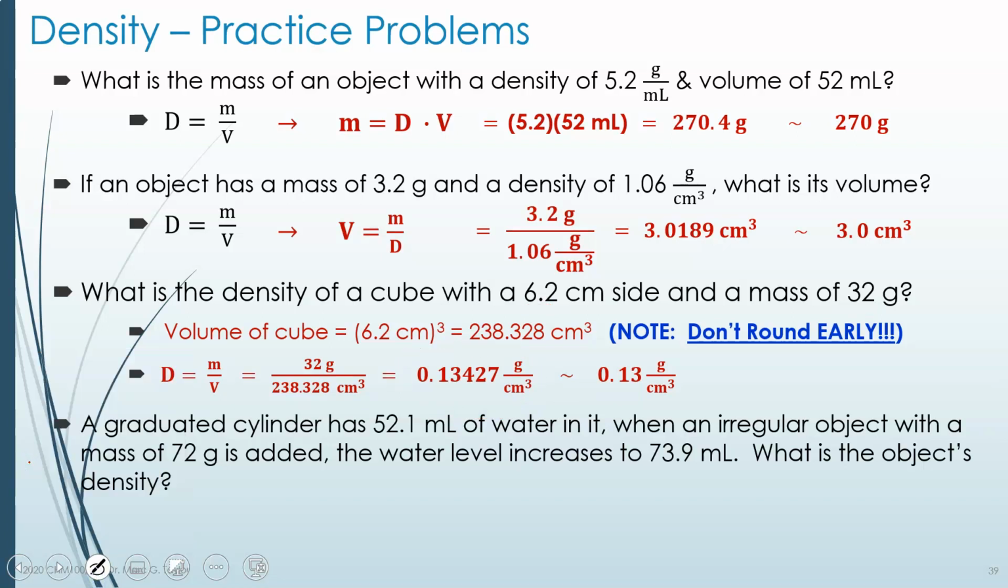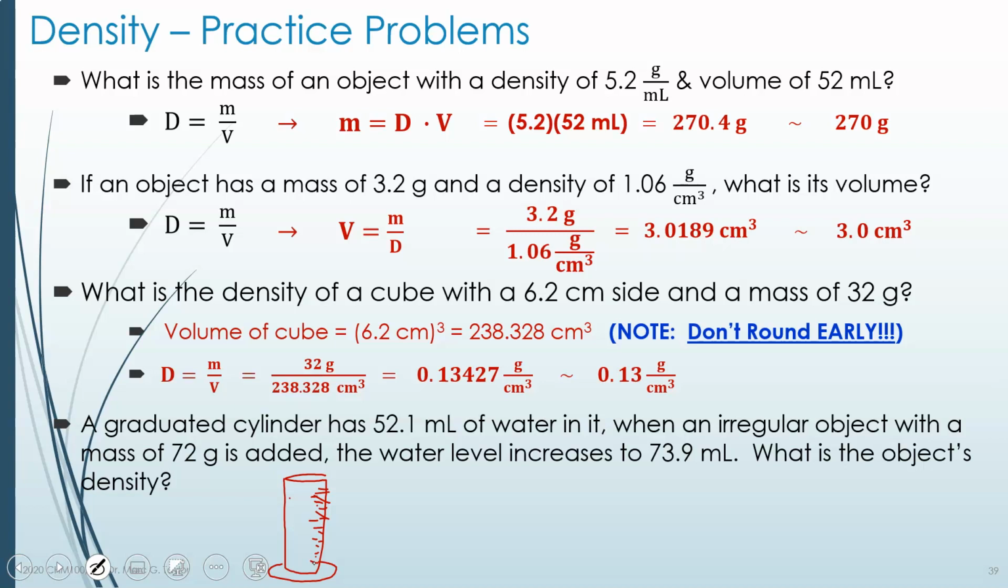And this last question is actually very typical of what you'd see on an exam. A graduated cylinder has 52.1 milliliters of water in it. Now, I want to point out why we even say this. A graduated cylinder is a cylinder in the lab. It usually has a base on it so that it can sit there. And graduated means that it has very specific and very tight markings on it that give you very accurate, precise measures of the volume. And that's what makes it graduated.